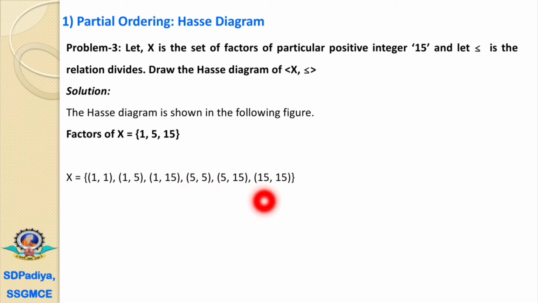To draw its Hasse diagram, at the bottom we draw the 1. The next is 5. The 5 covers 1. There is a direct relation between 1 and 5 according to this ordered pair. That's why we draw 5 at the above level and connect this 1 and 5. The next and last element is 15. Now 15 covers 5. There is a relation between 5 and 15. That's why we draw 15 again at the above level and connect this 5 and 15.